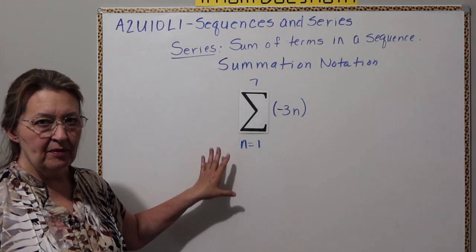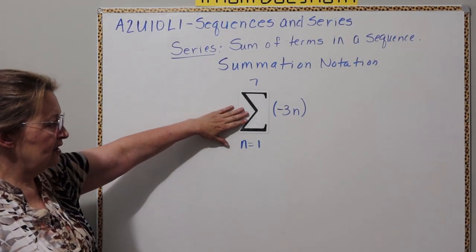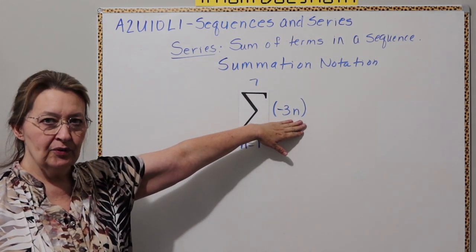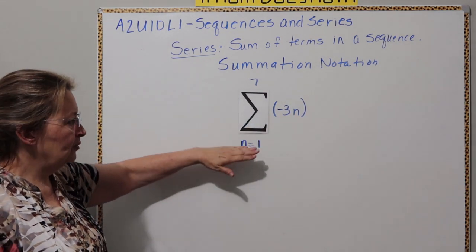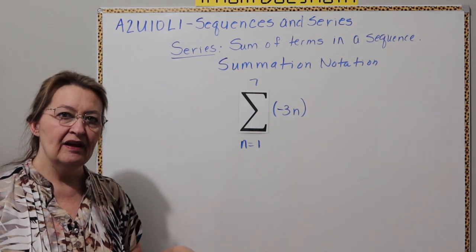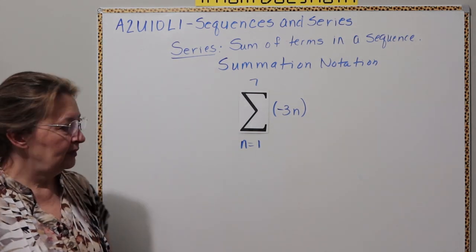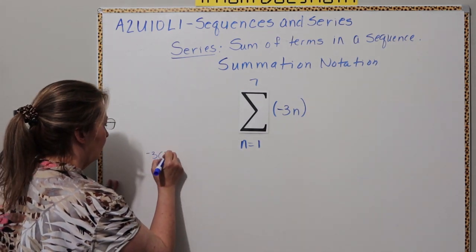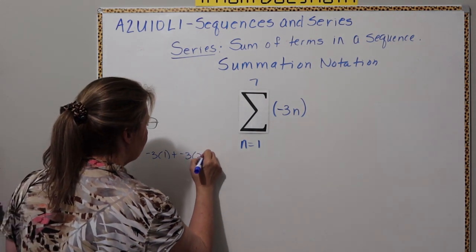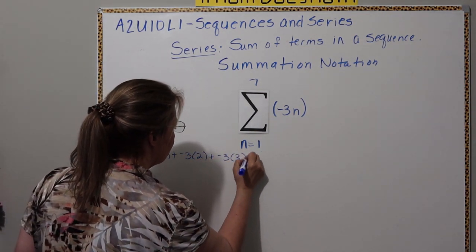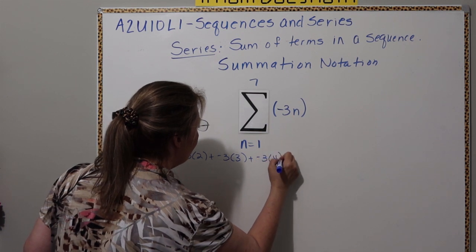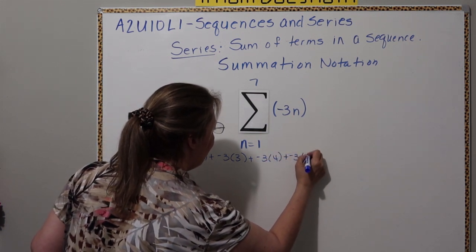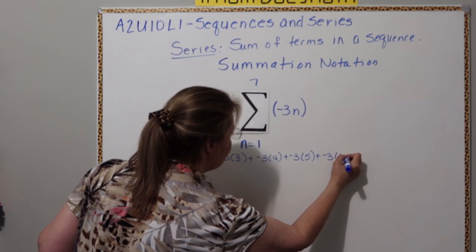So let's look at one more summation notation example. We have the sigma. We want to take -3n and we want to fill in every number between 1 and 7, find those values, and then we're going to add them all up. So it is tedious, but it's not hard. I'm going to have -3 times 1 plus -3 times 2 plus -3 times 3 plus -3 times 4 plus -3 times 5 plus -3 times 6 plus -3 times 7. 1 to 7, all times -3.